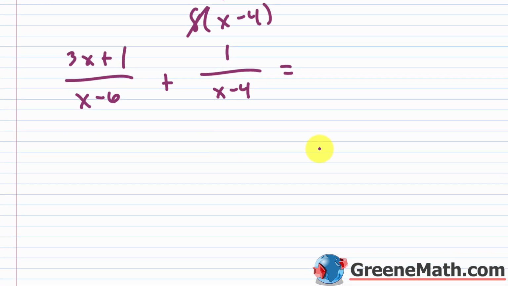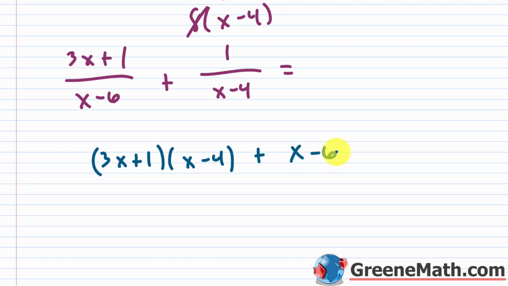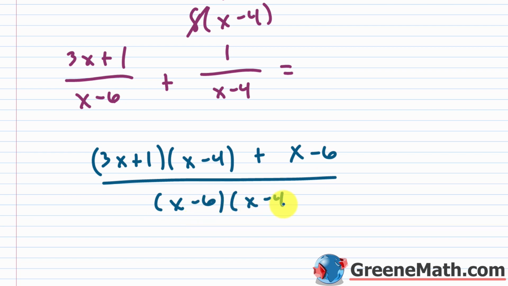So let's come down here. Again, we have a situation where the LCD is just the product of the two denominators. So I'm going to multiply this numerator here, this 3x plus 1, by this denominator here, this x minus 4. Make sure to wrap this in parentheses because you're multiplying these two quantities. Let me go plus. I'm going to take this 1 here and multiply it by this denominator. So just x minus 6 because 1 times anything is just itself. Then put this over the LCD, which is x minus 6, this quantity, times the quantity x minus 4.